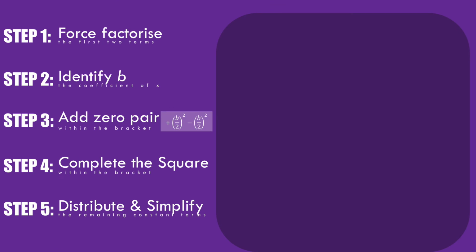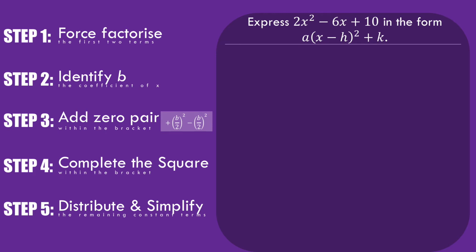In this example, we are to express 2x squared minus 6x plus 10 in the form a(x minus h) squared plus k. Now step 1, as the coefficient of x squared is 2, we will factorize the first two terms, giving us 2(x squared minus 3x) plus 10. Step 2, we identify the coefficient of x within the bracket, which is negative 3. This will help us in the zero pair.